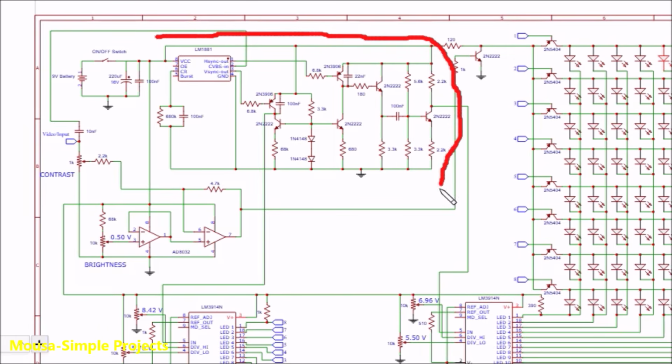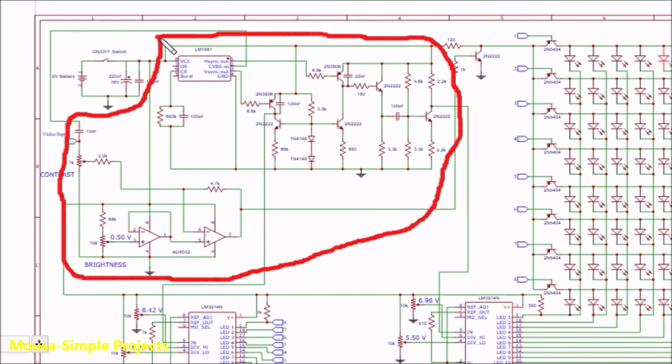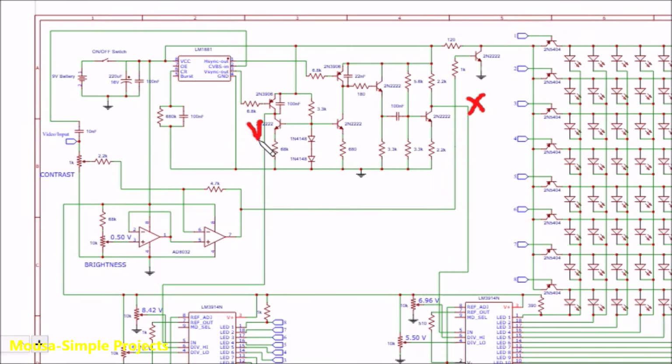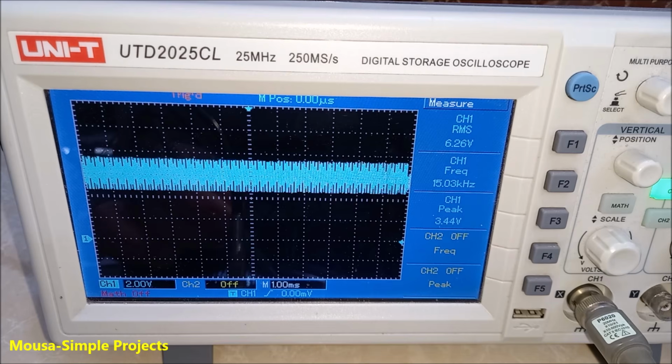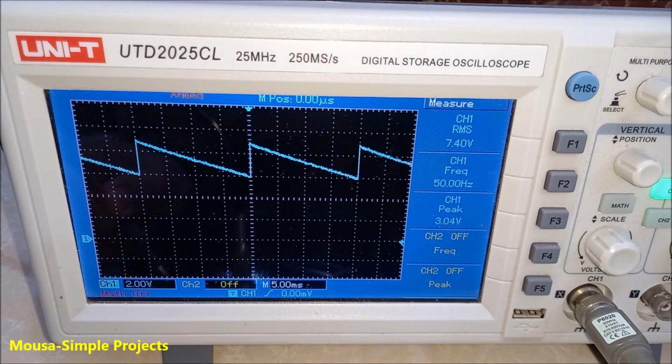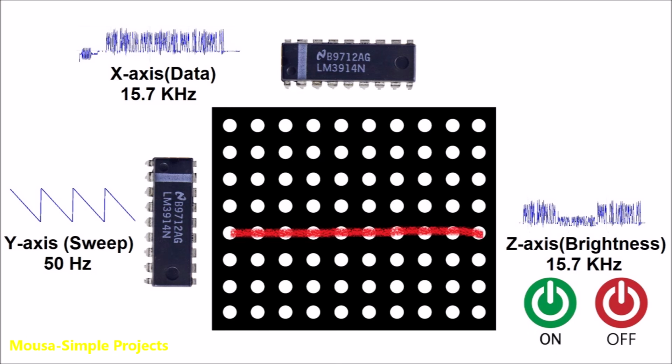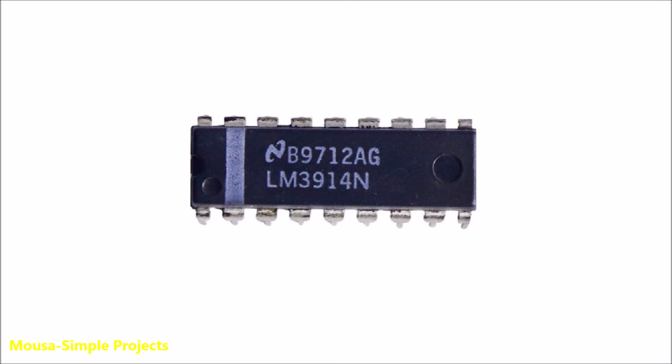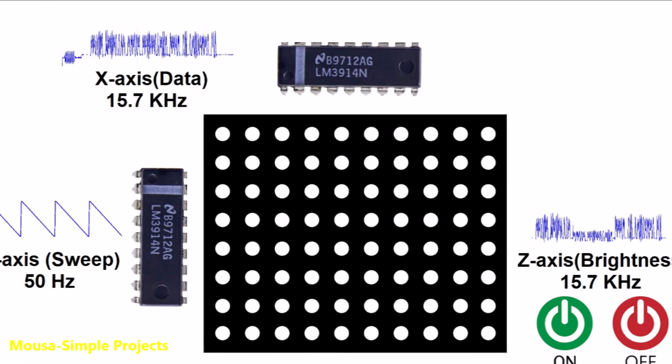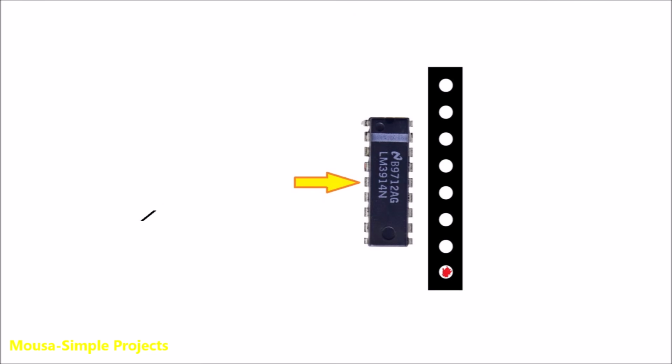This part of the circuit takes the video signal and converts it to x-axis, y-axis, and z-axis. The x-axis with a frequency of 15 kHz has most of the information about the image. The y-axis is a sawtooth waveform with a frequency of 50 Hz. It scans the display line by line. I'm using IC LM3914 for both x and y axis. This IC has 10 channels and it lights up the LED depends on the amplitude of the incoming signal.